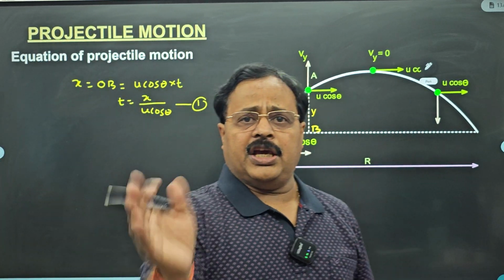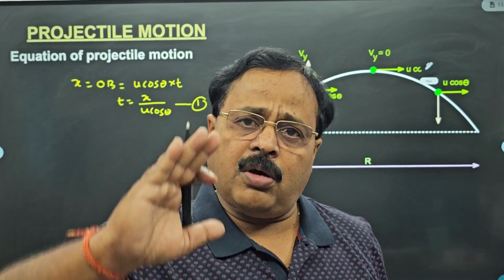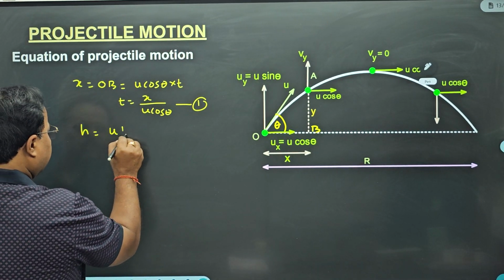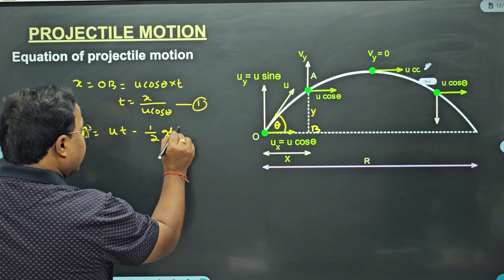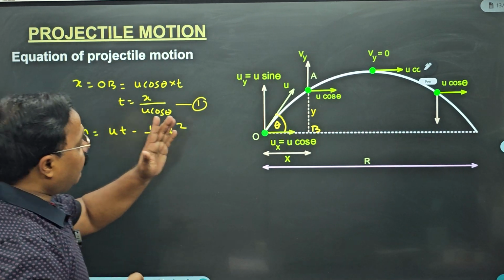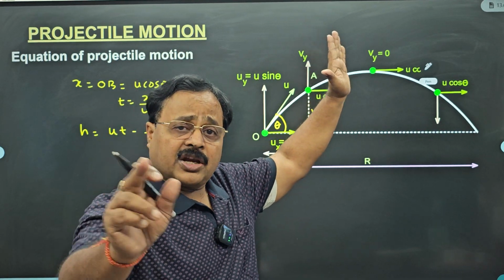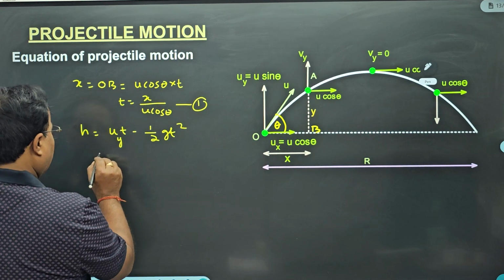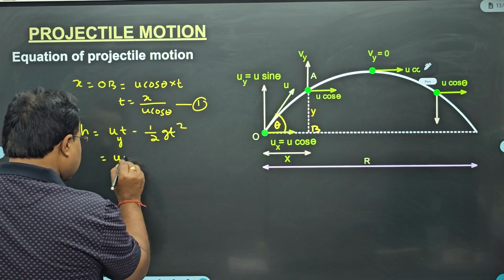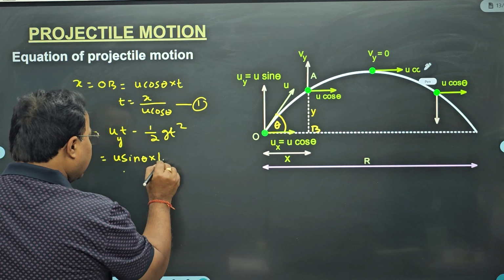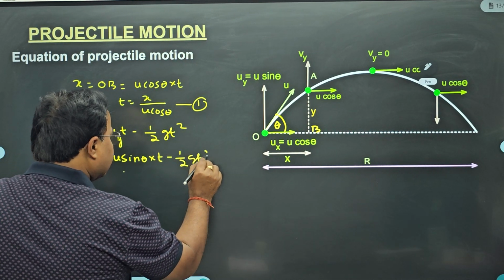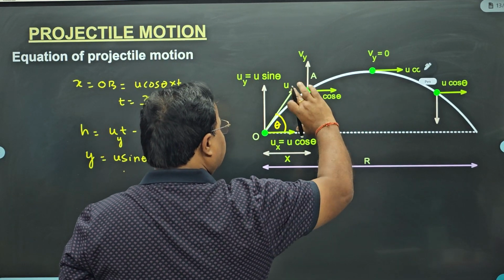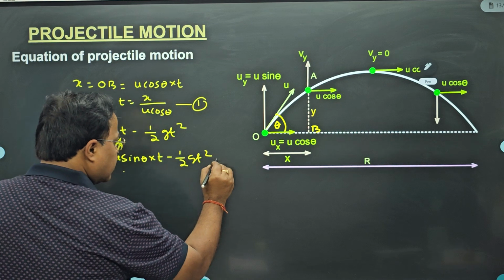The vertical velocity is under the control of gravity. In a gravity controlled motion, what is the formula for height? h is equal to ut minus half gt square. But here, because the vertical velocity is taking the body in the vertical direction, instead of u we will use the initial vertical velocity, which is u sin theta. So h is equal to u sin theta into t minus half gt square. Here h is equal to y, the height covered in time t. This is equation 2.